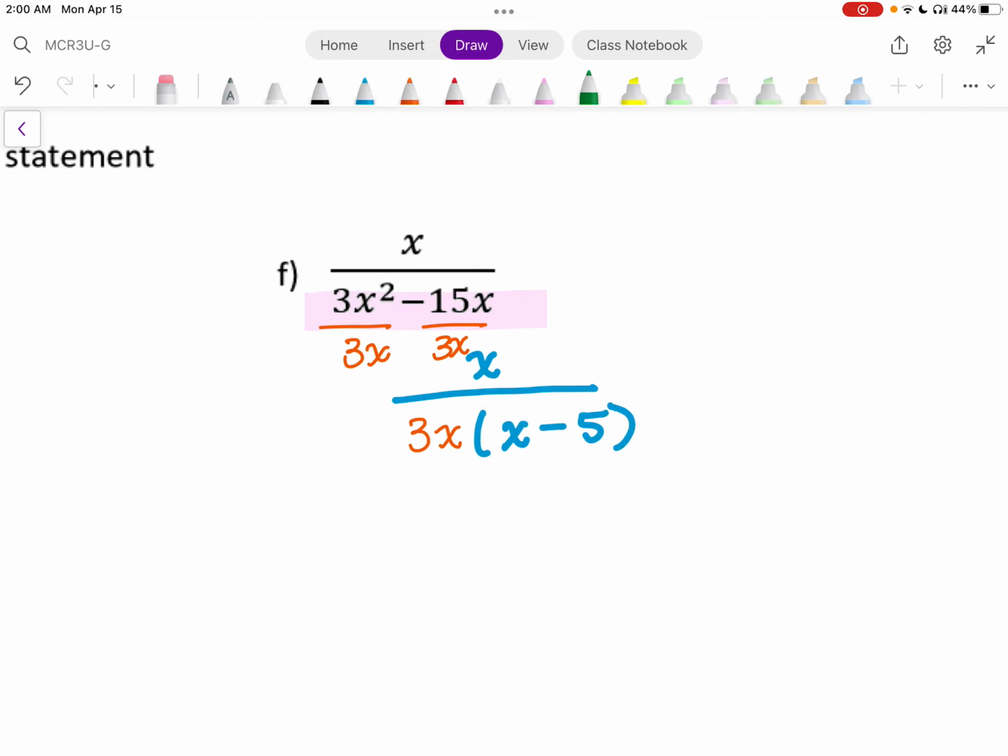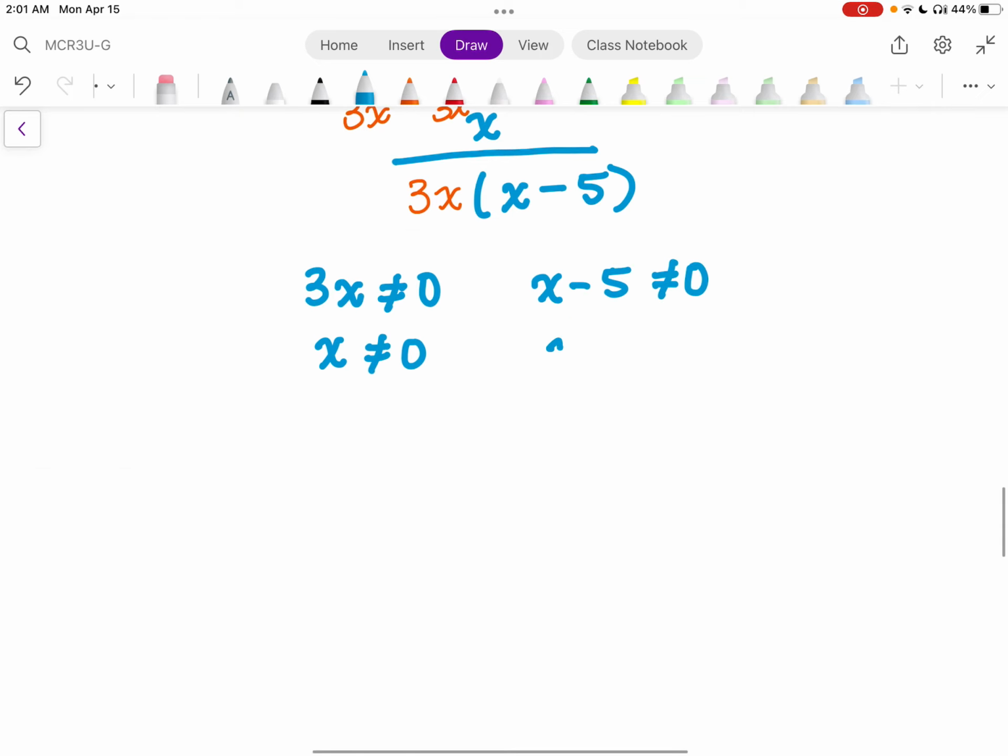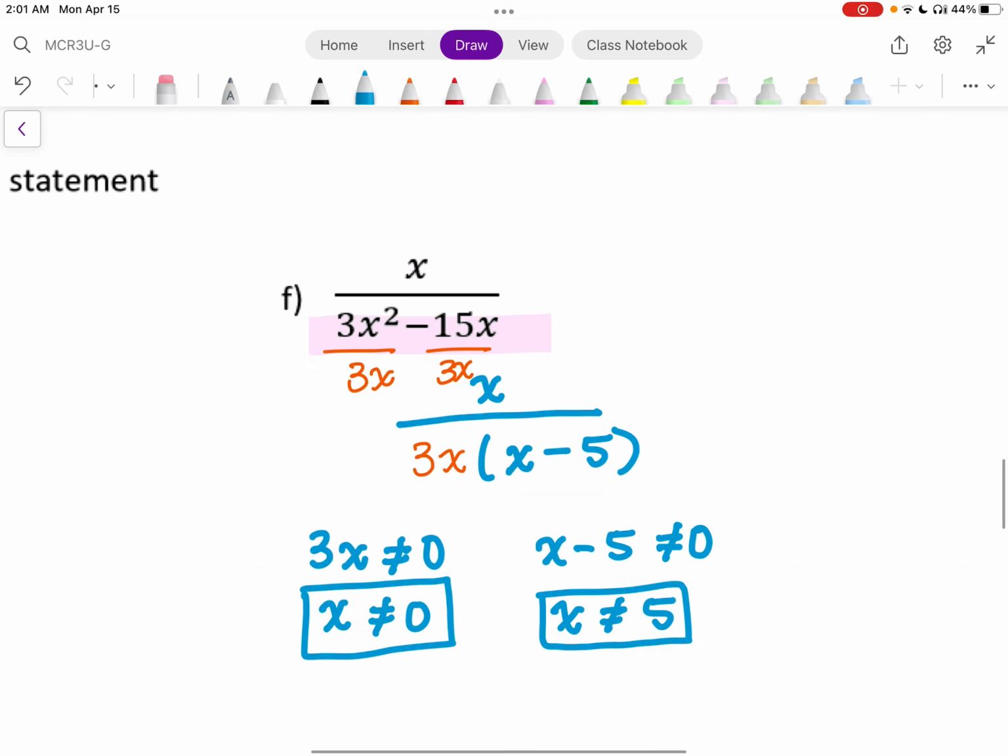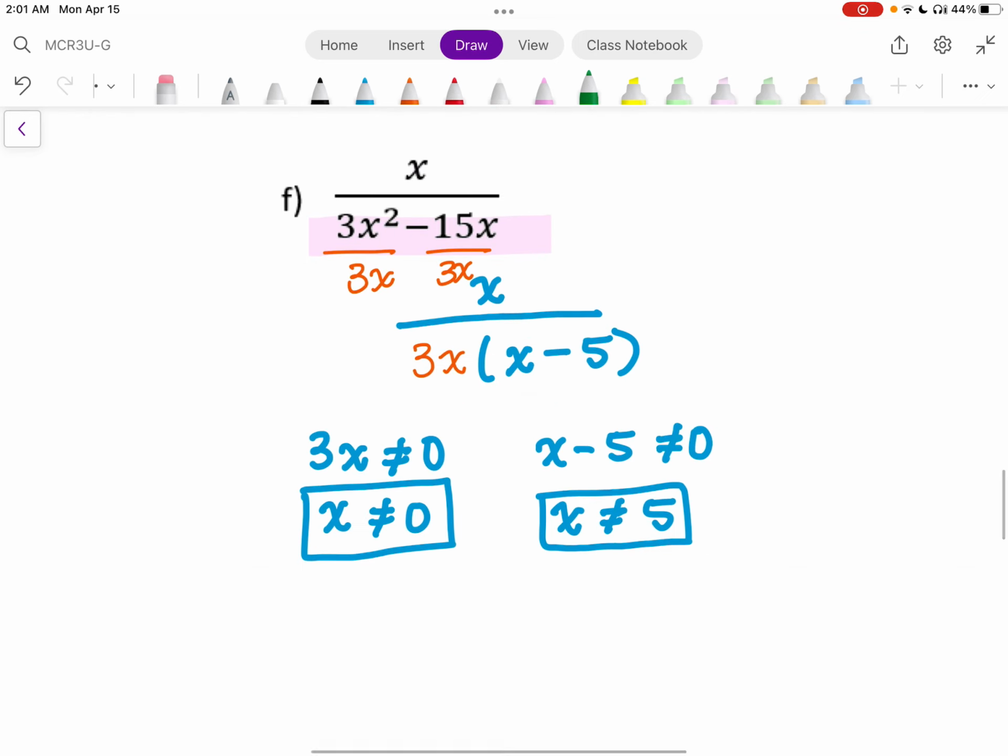Then I'm going to state those two restrictions. 3x cannot equal 0 means that x cannot equal 0. x minus 5 cannot equal 0 means that x cannot equal positive 5. So those are my two restrictions here. After I'm done stating my restrictions, I'm going to go back up here and cross things out.